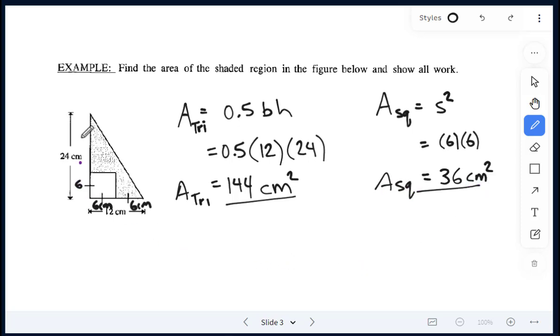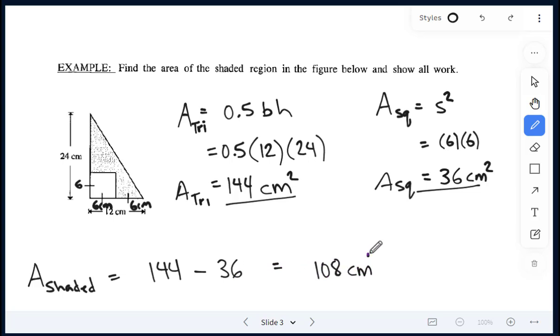So now that we have the area of the triangle, we have the area of the square, we're going to subtract out that area of the square to get the area shaded. Okay, so now the area of the shaded region is going to be 144 minus the 36, which gives me 108 centimeters squared. And that is the final answer for the area of the shaded region.